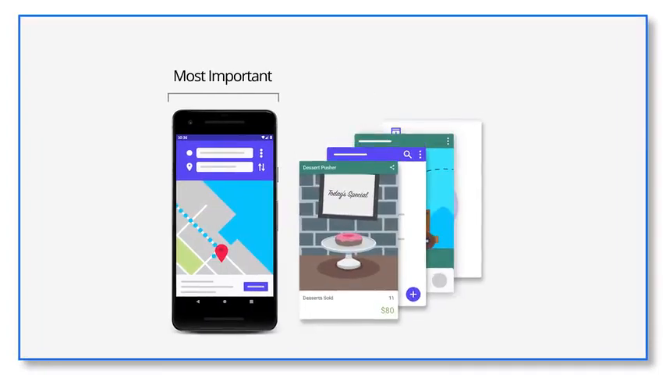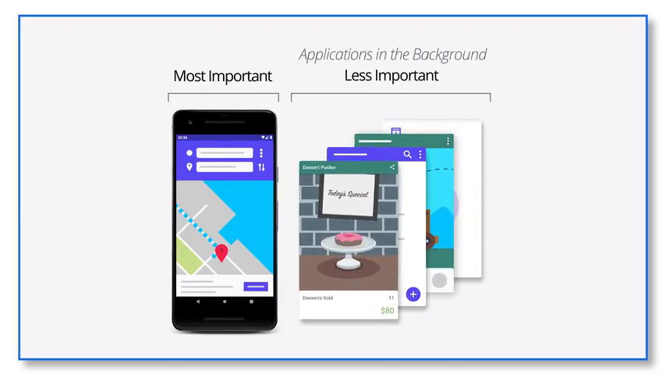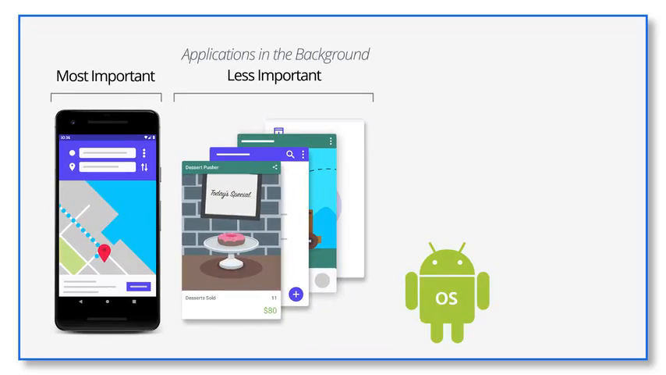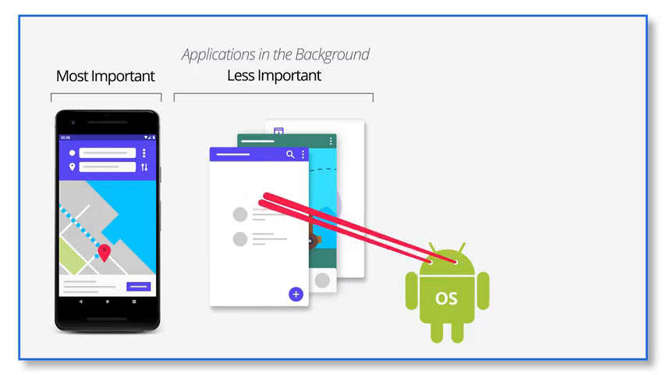It is of far less importance that the dessert pusher game that they opened 3 days ago is running smoothly in the background. So the OS will regulate apps running in the background so that the foreground app can run without issue. This includes limiting the amount of processing apps in the background can do, and in some specific cases, even shutting down your entire app process, which includes every activity associated with the app.